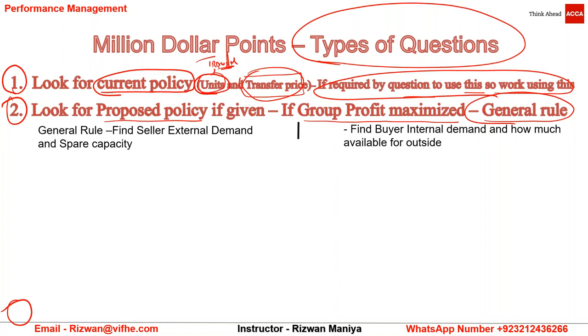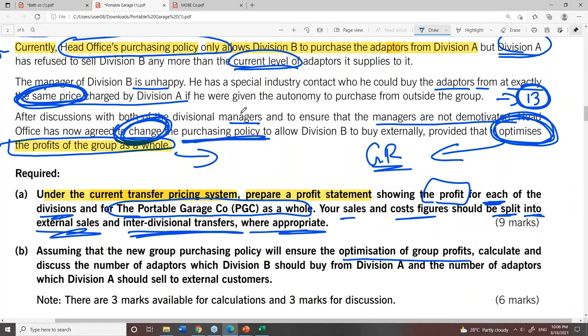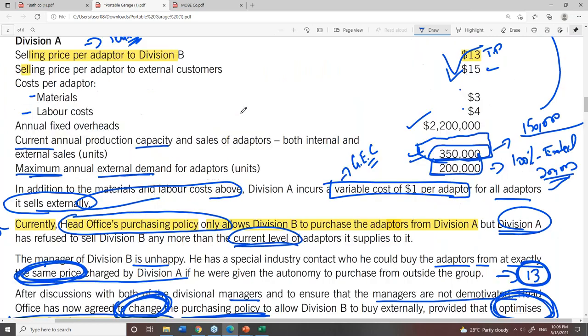Now, what to do first? In a question, if you are following the general rule, how do you know it? Because it says group profit ought to be maximized. So first of all, look at the external demand of the seller. Just hold on, be with me. Don't conclude on anything. I'm teaching you a very good principle, and you can solve any question after that. Not just this one, any question.